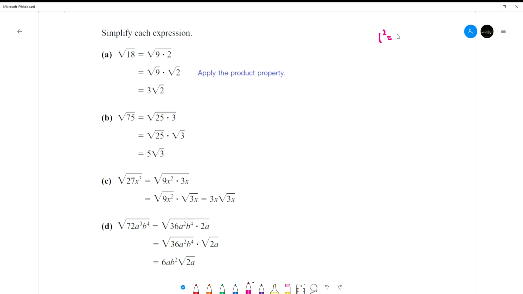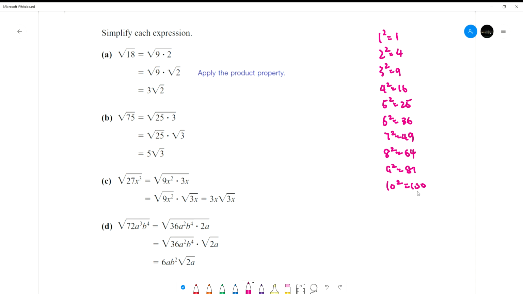Look at our perfect squares. Let me write these out pretty quickly here. 3 squared is 9, 4 squared 16, 5 squared 25, 6 squared 36, 7 squared 49, 8 squared 64, 9 squared 81, 10 squared 100. I asked you to memorize up to the 15 squares if possible, because those are the perfect squares that we use most frequently.